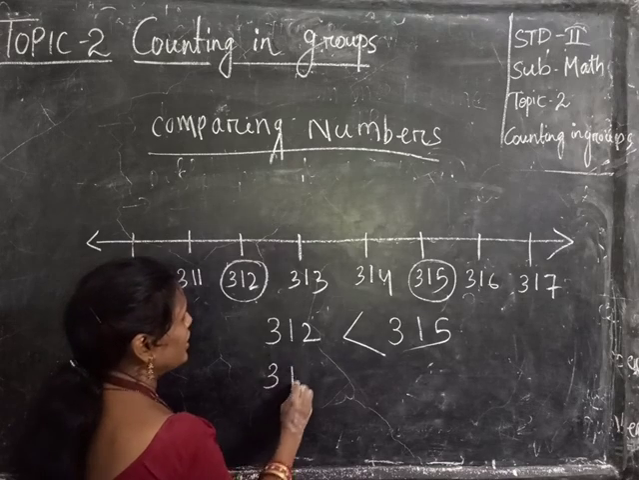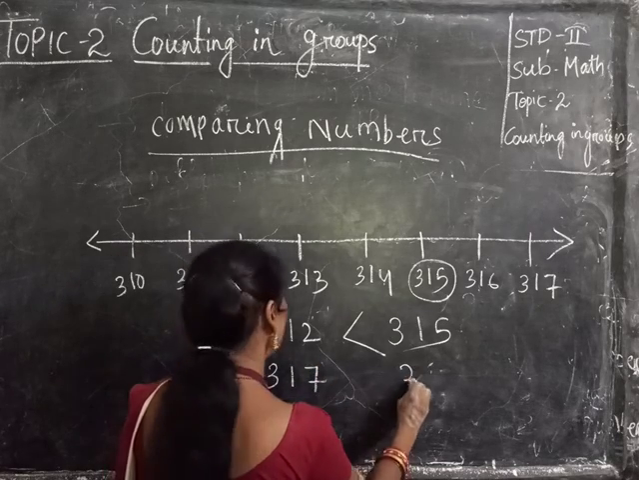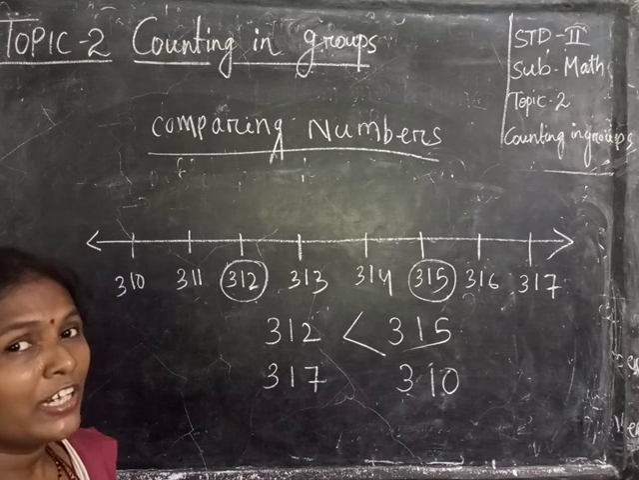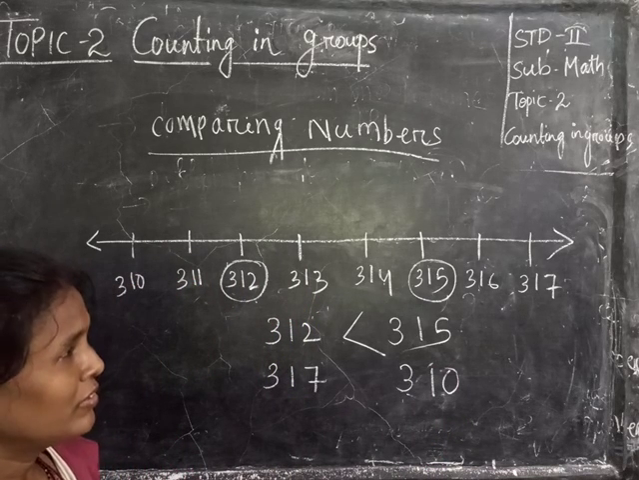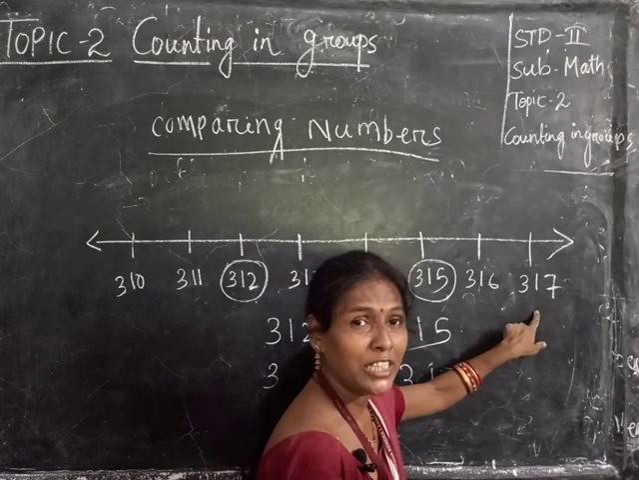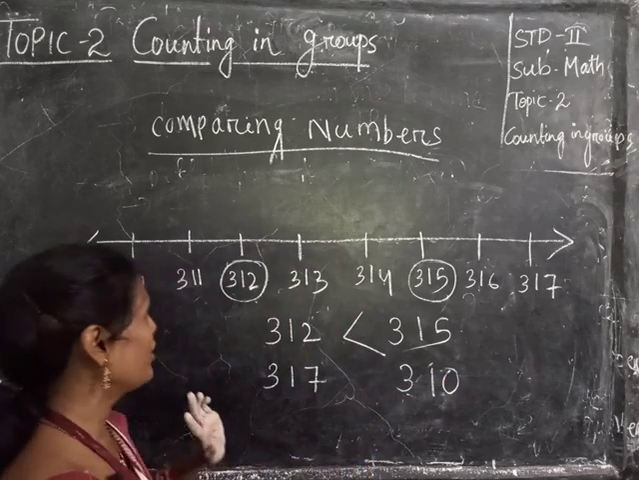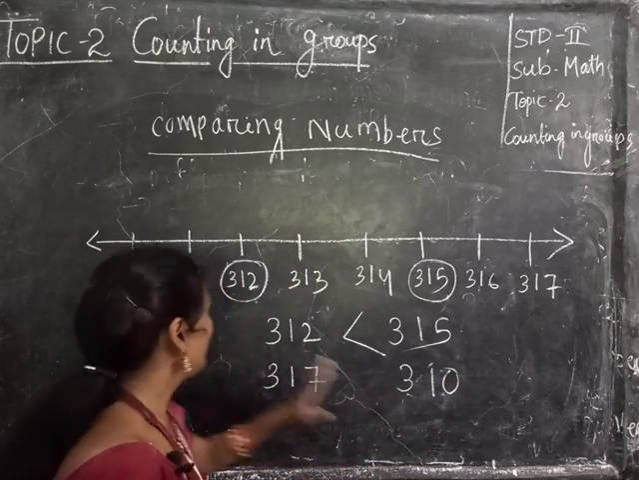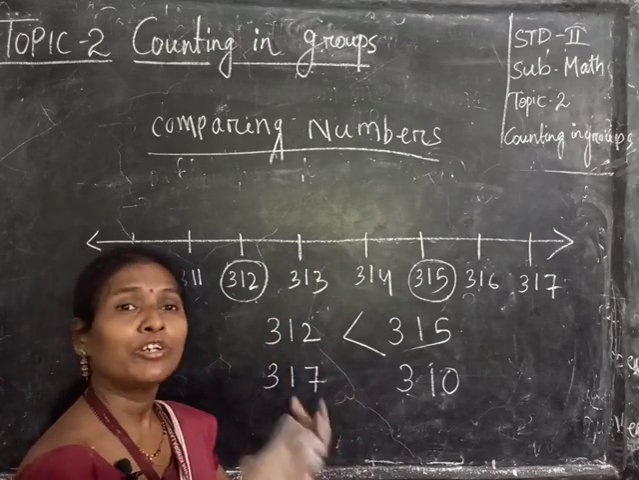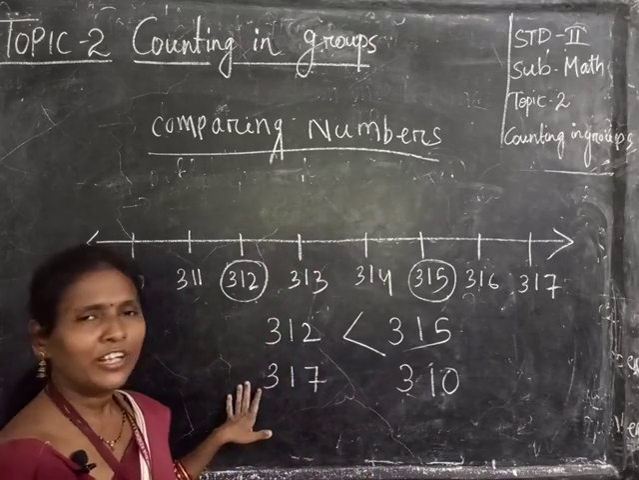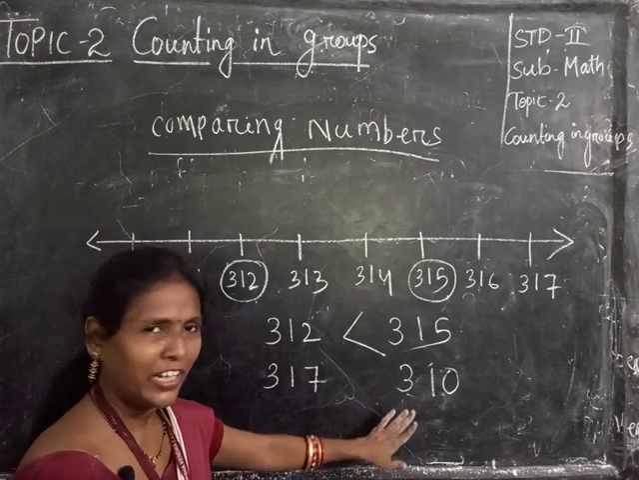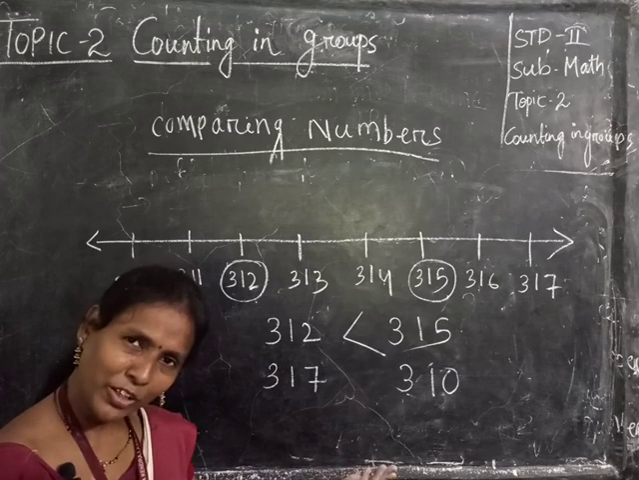That one is 317 and 310. So tell me, students, search where is 317 on the number line? Here, the last. 317 is sitting, right or not? Yes, very good. Then 310 is where? In the first. So 317 is telling, I am the last, but you are the first. So that's why 317 comes after 310, and 310 is telling, I am also coming before you.